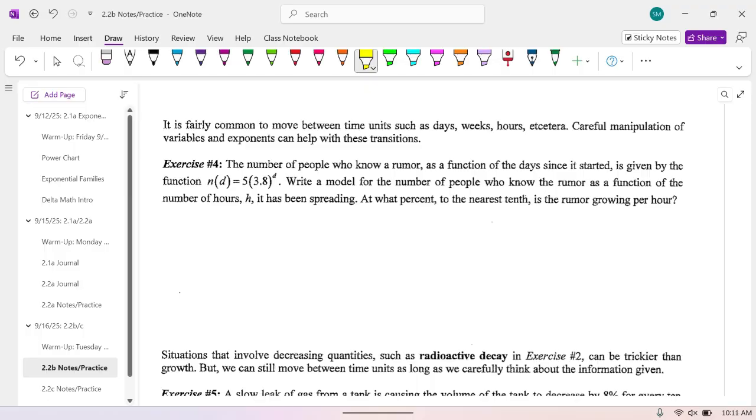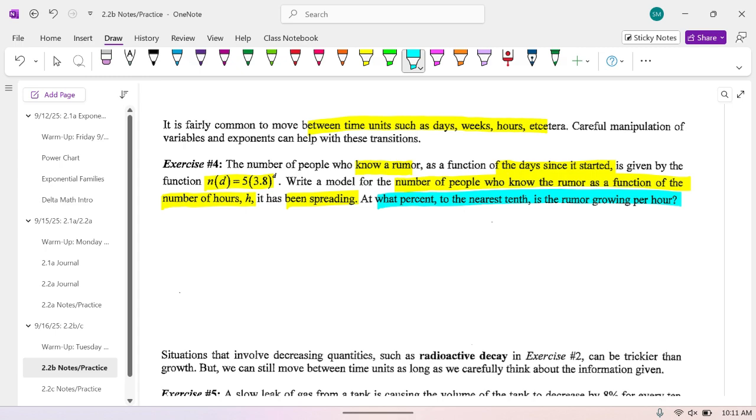All right, so it's fairly common to move between times such as days, weeks, and hours. So, like I said yesterday, that's why you need to get in the habit of labeling your units because they can switch up on you. So, the number of people who know a rumor as a function of the days since it started is given by this function. Write a model for the number of people who know the rumor as a function of the number of hours it has been spreading. And then it wants to know at what percent, to the nearest tenth, the rumor is growing per hour.